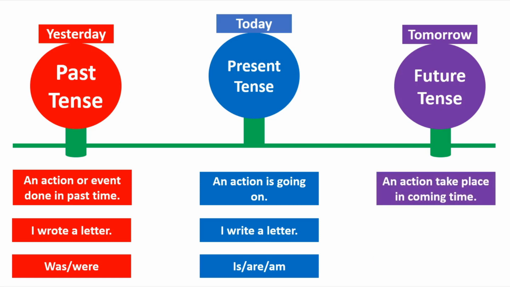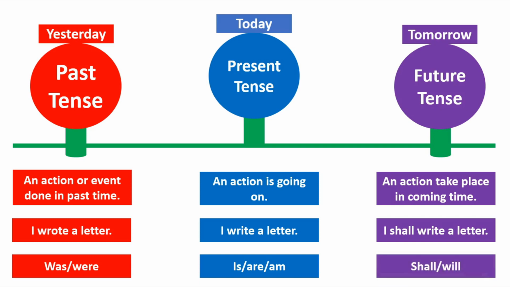Future tense: future tense is used to talk about actions happening in future time. For example, I shall write a letter. In this sentence, the action of writing a letter will happen in future time. Shall or will is used as a helping verb in future tense.